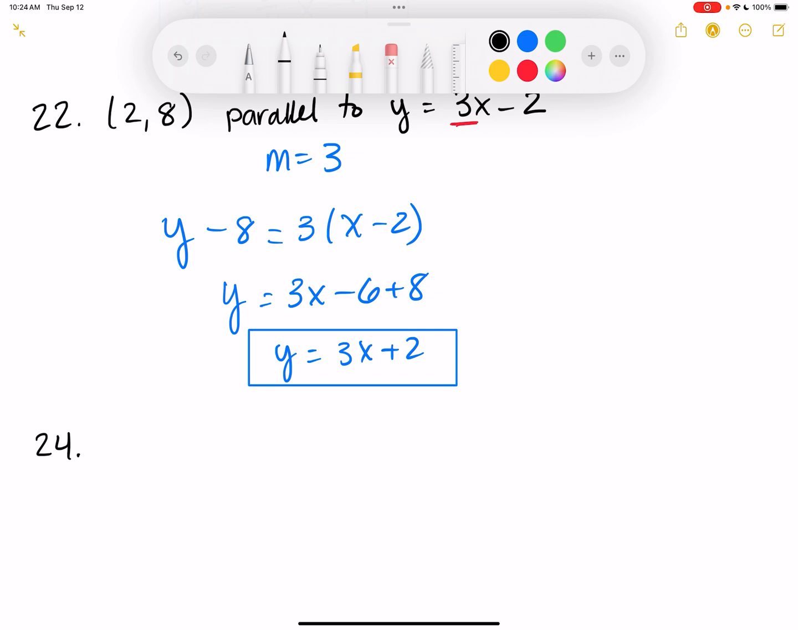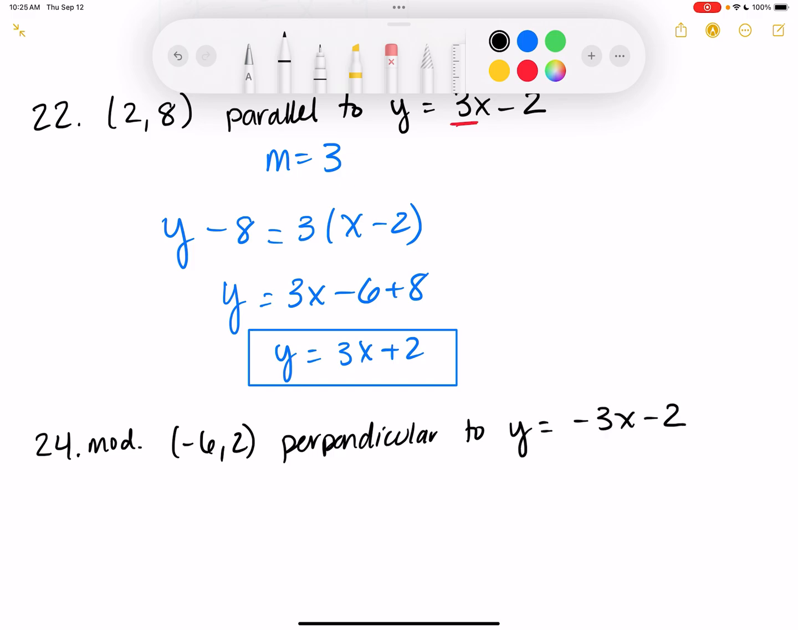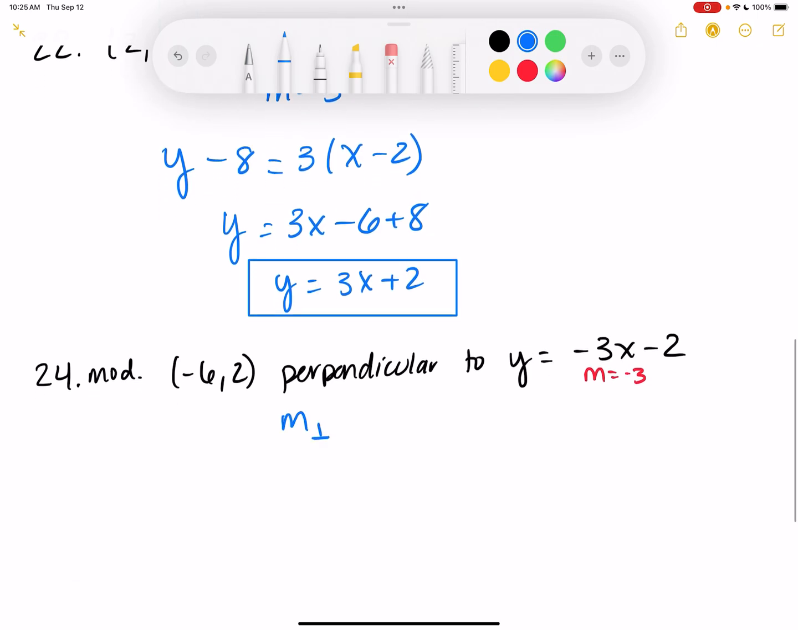I'm going to modify this problem a little bit because I don't like the one that's there. The point (-6, 2), perpendicular to y equals negative 3x minus 2. So the slope of the line that was given to me is what? Negative 3. So the slope of my perpendicular line is going to be what? 1/3. Yes, positive 1/3. It's the opposite reciprocal, however you want to say it.